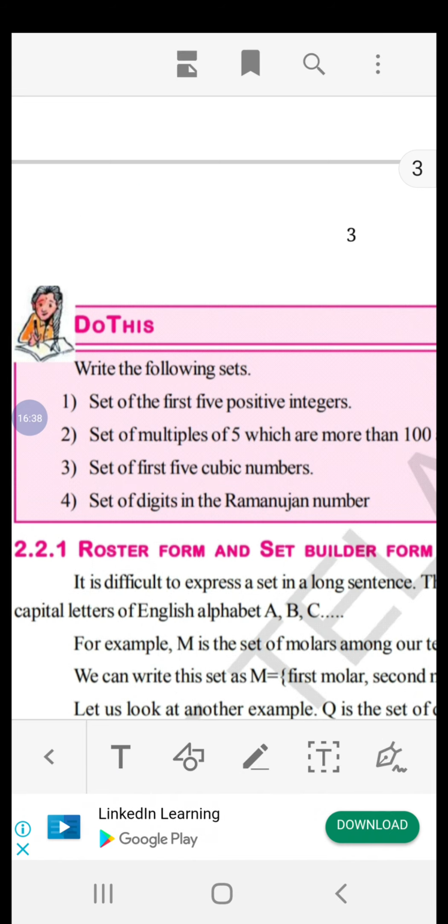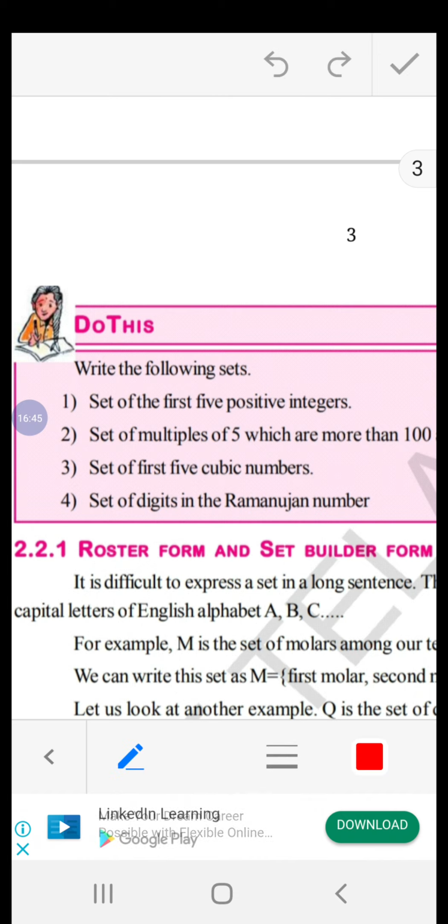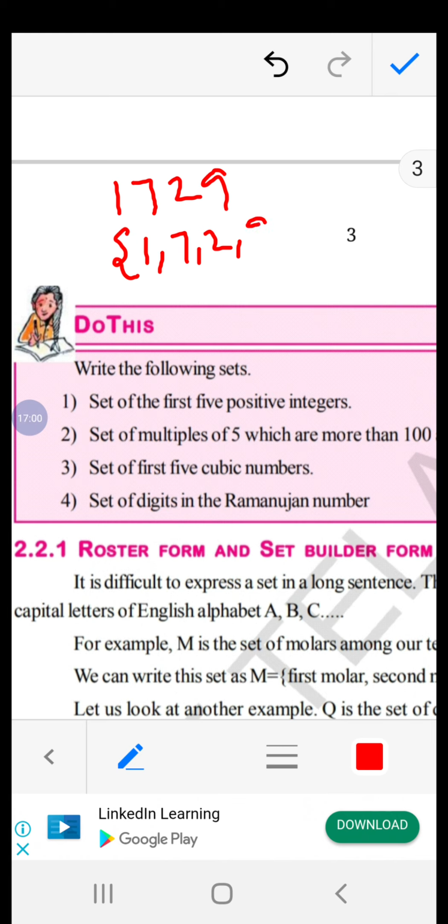Clear? Next, set of digits in the Ramanujan number. It is a very interesting question because you all know about Ramanujan. The Ramanujan number is 1729. So those elements are written in the set as 1, 7, 2, 9. In which order we write is not important here, but we need to verify that all the elements are covered.